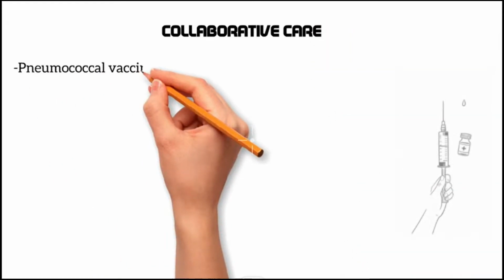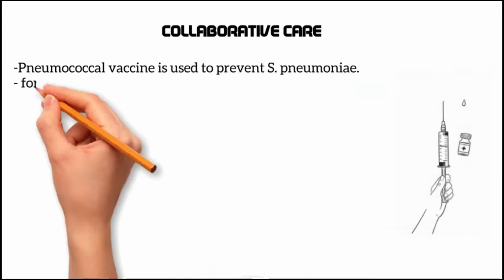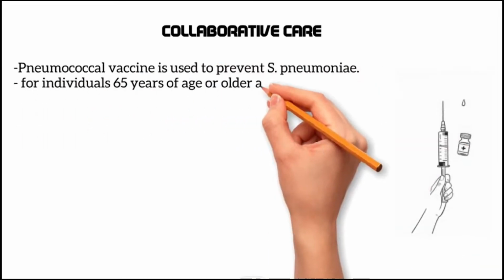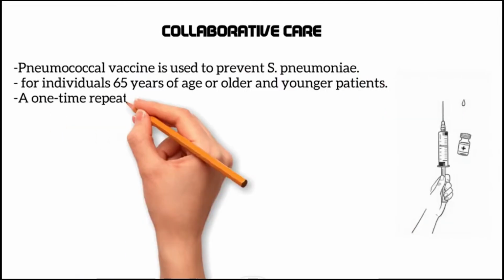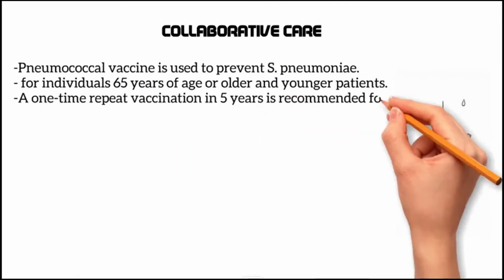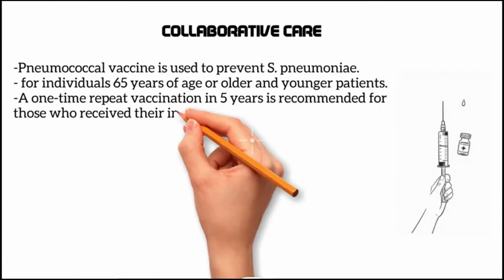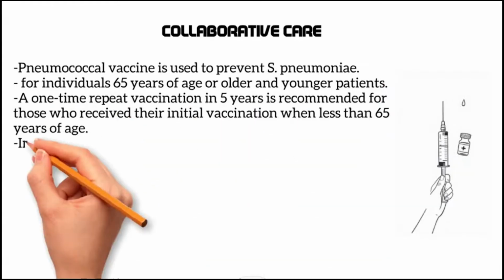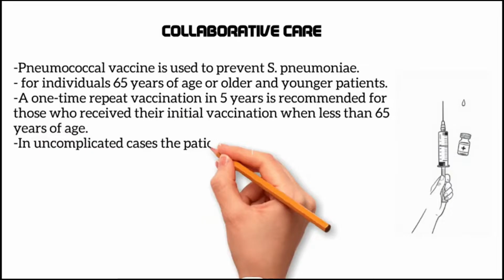Pneumococcal vaccine is used to prevent S. pneumonia. Vaccination is recommended for individuals 65 years of age or older and younger patients who are at high risk, with a one-time repeat vaccination in 5 years. In uncomplicated cases, the patient responds to drug therapy within 48 to 72 hours.